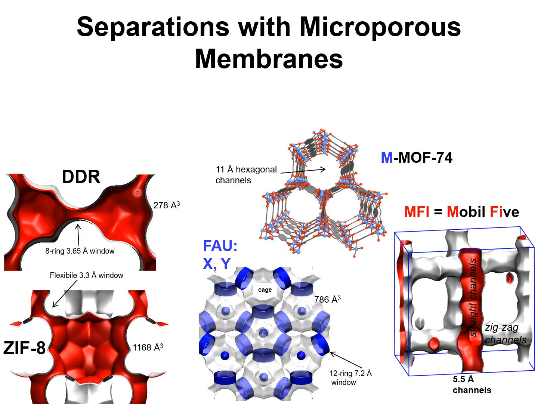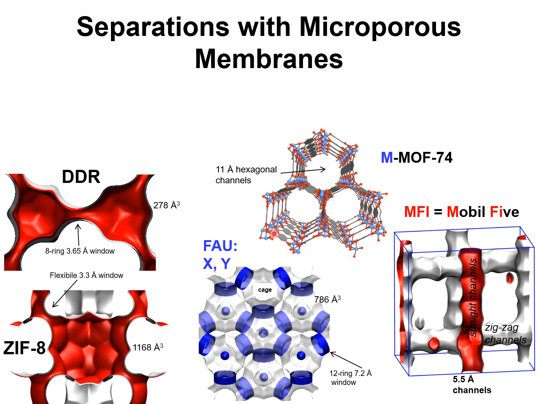DDR, that consists of cages of 278 cubic angstrom separated by 8-ring windows whose aperture is about 3.65 angstrom. ZIF 8 has cages of 1,168 cubic angstrom, and each cage is separated from adjacent cages by flexible 3.3 angstrom size windows. This dimension 3.3 is from the crystallographic information, and we will see later that in practice there is a high degree of flexibility, and guest molecules significantly larger than 3.3 can cross the window regions.